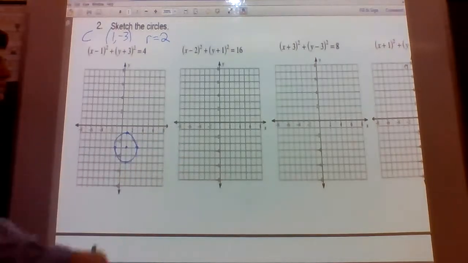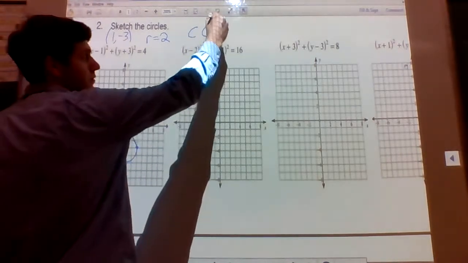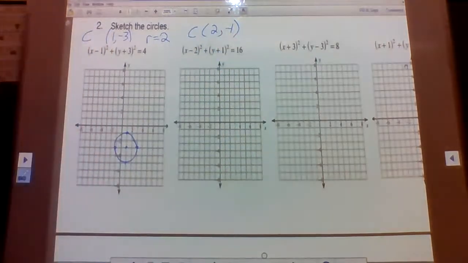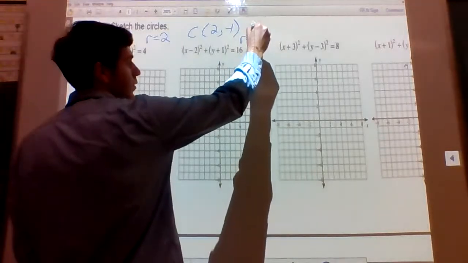Okay, second one. Center is +2, -1. Flip the signs. Right, because it's really y minus a -1. So h is 2 and k is really -1. The radius is going to be the square root of 16, which is 4.